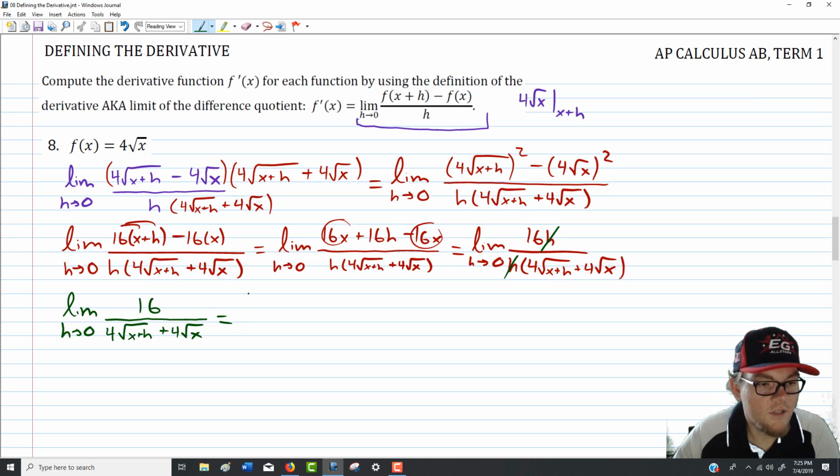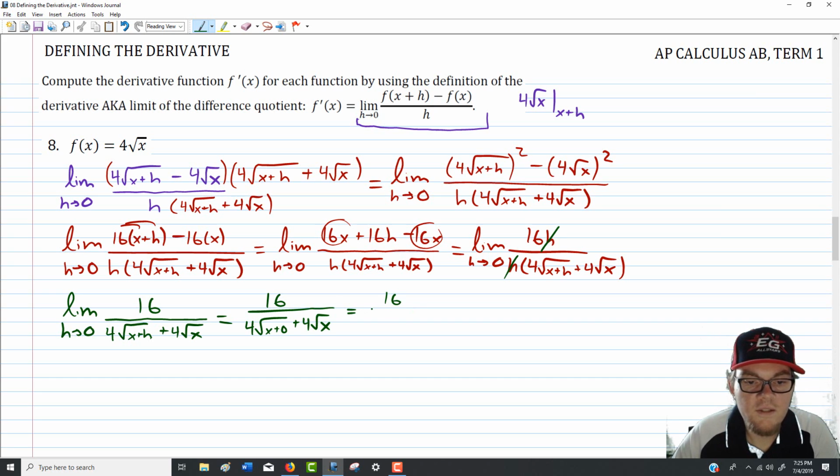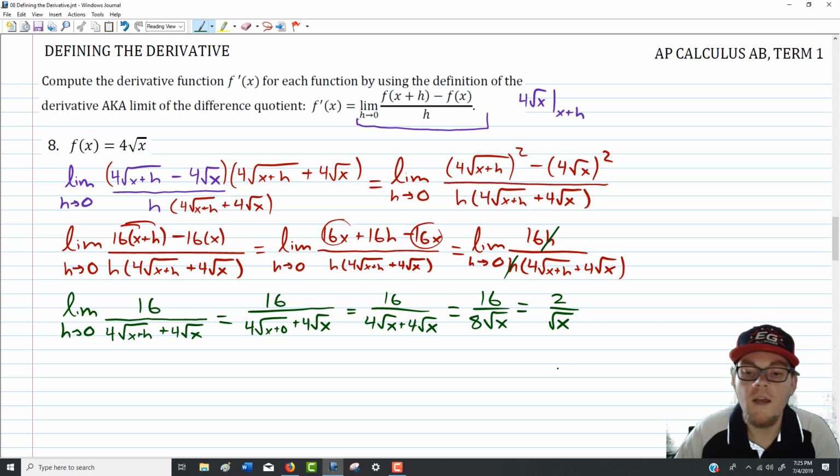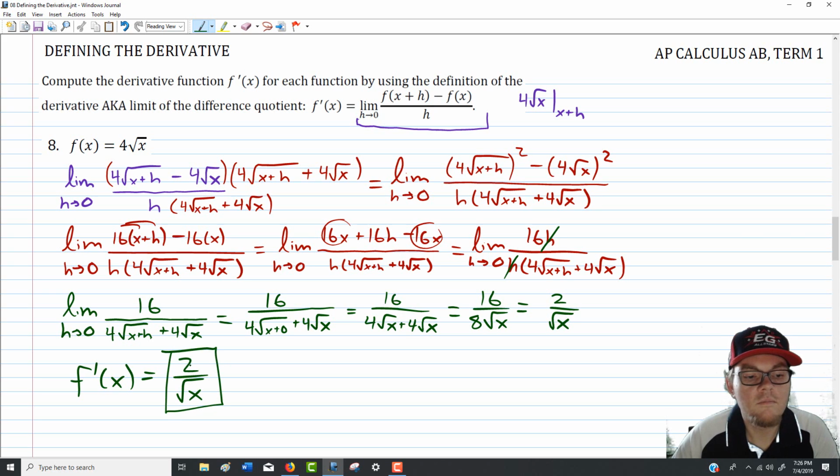By the way, I don't know if you realize this, but we could factor out a 4 divided by the 16. But you know what? We'll just wait. This is going to be 16 over 4 root x plus 0 plus 4 root x, because of course h is going to 0. That's going to be 16 over 4 root x plus 4 root x, which ends up being 16 over 8 root x. And of course, that's going to be 2 over the square root of x. So after all of that, we found that our derivative, f prime of x, is equal to 2 divided by the square root of x. Dunzo.